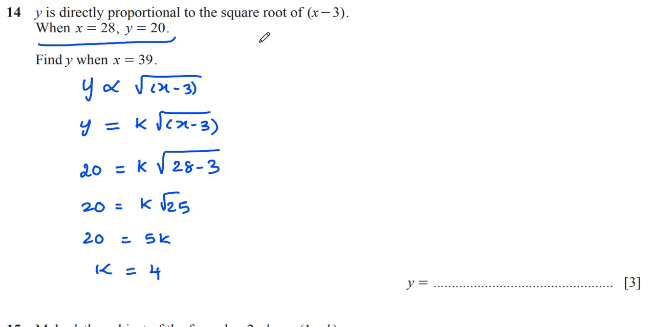So what is the formula? Y equal to k. Instead of k, I am going to write 4. 4 root of x minus 3. This is the general formula connecting the statements.